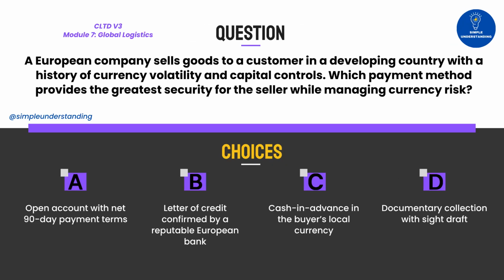Question 5. A European company sells goods to a customer in a developing country with a history of currency volatility and capital controls. Which payment method provides the greatest security for the seller while managing currency risk? A. Open account with net 90-day payment terms. B. Letter of credit confirmed by a reputable European bank. C. Cash in advance in the buyer's local currency. D. Documentary collection with sight draft.